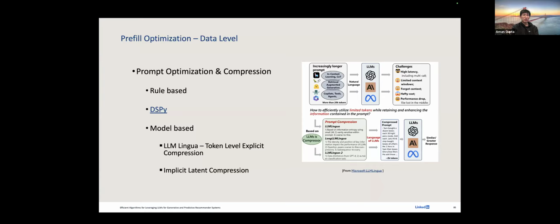LLMLingua is one important approach here, which uses a small LLM to perform information-density-aware prompt compression. It prioritizes critical tokens based on entropy and semantics. And LLMLingua-2, the second version, extends it with a token-classification-based compression approach, using data distillation from larger teacher models like GPT-4.